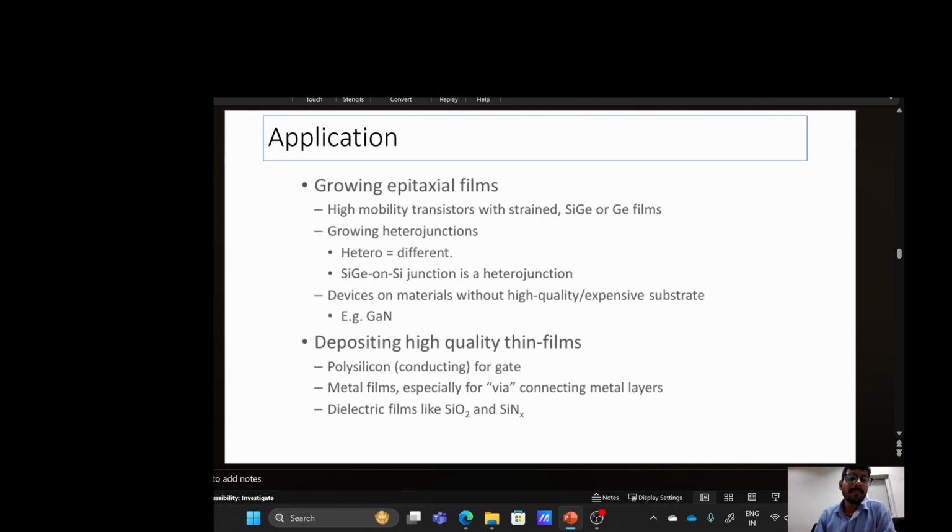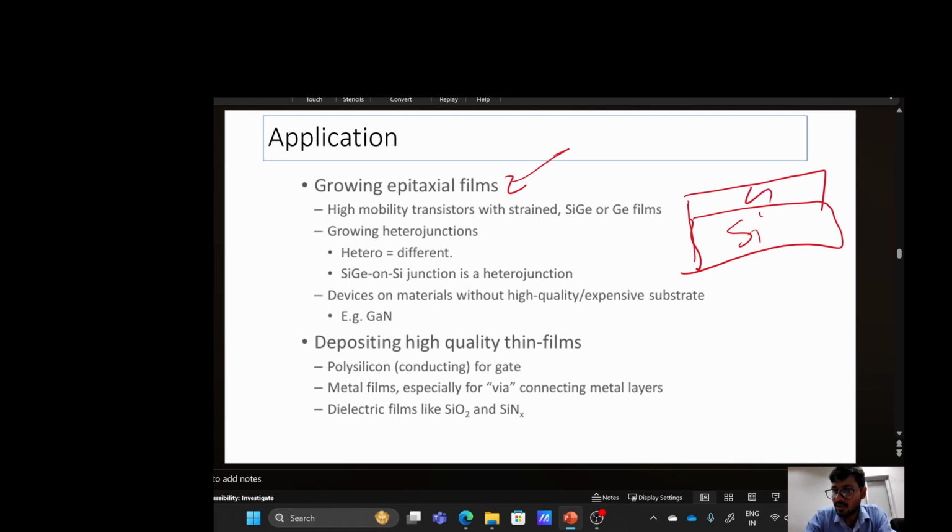Okay, applications of CVD. So just growing epitaxial films. Epitaxial films are like, if you have crystalline silicon, and over this is crystalline, this should be crystalline for the epitaxial films. So if you are growing some silicon germanium, or germanium films over that, these films will be more crystalline films over the silicon. That is the epitaxial growth.